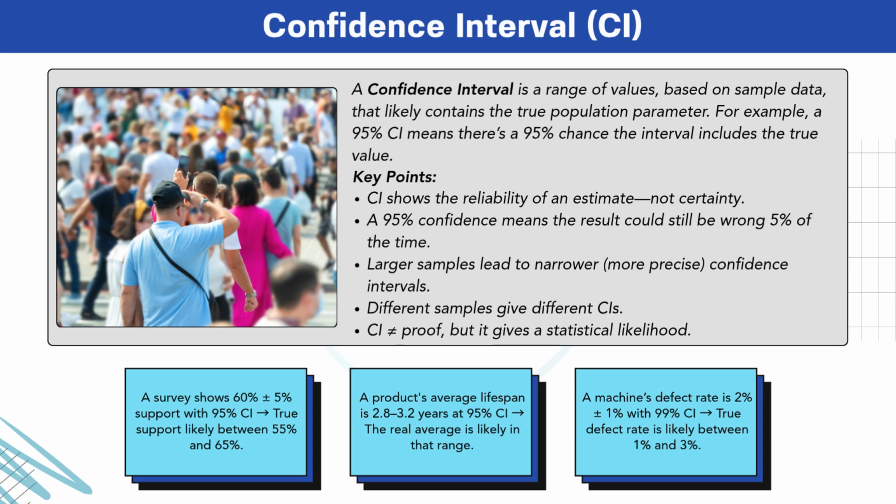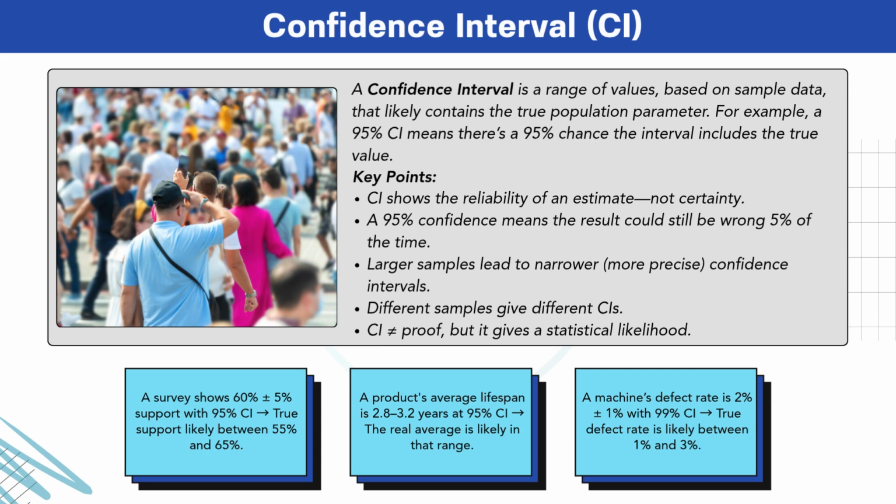Key concepts from the slide. Checkmark: CI shows the reliability of an estimate, but not absolute certainty. It gives us a likely range, not a guarantee. A 95% confidence interval means we may still be wrong 5% of the time. That's the alpha error. Larger sample sizes give us narrower, more precise CIs. Smaller samples equals wider range.